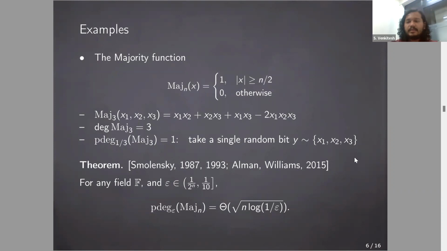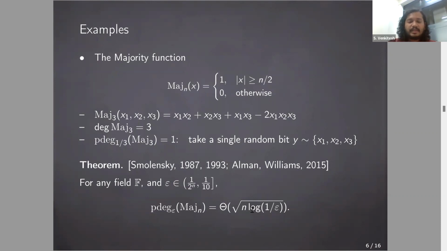So for instance, if you are interested in the constant error regime, if I fix the error epsilon to be just 1 by 10, then the probabilistic degree is just square root n. That's it. But the exact degree is actually n. So it's a significant saving in the complexity. And this is true over every field. So here the lower bound was given by Smolensky and the upper bound comes from a result of Allman-Williams.